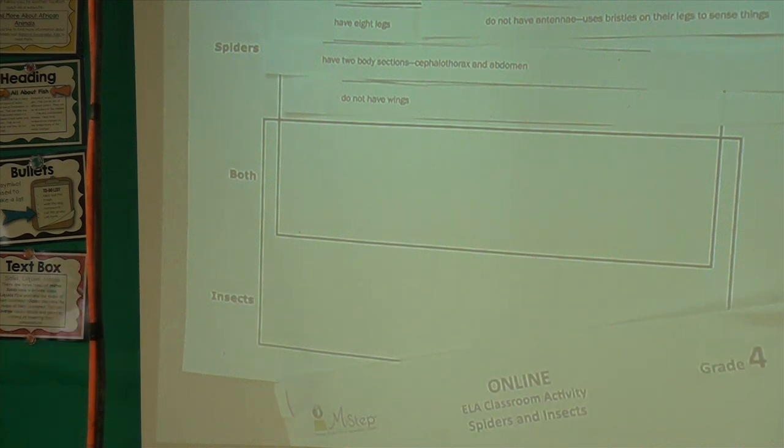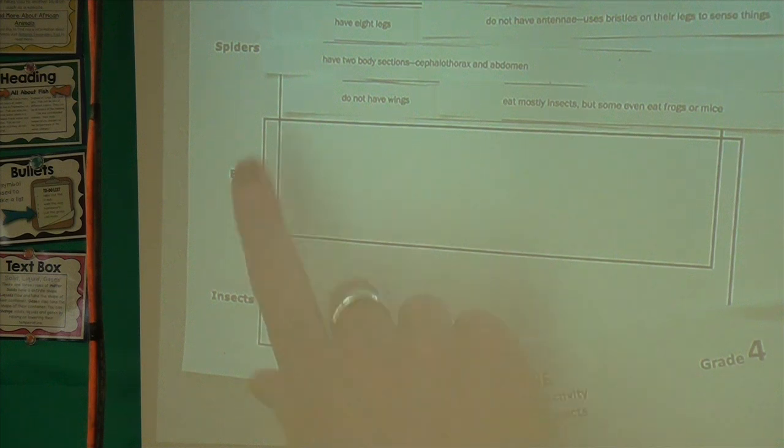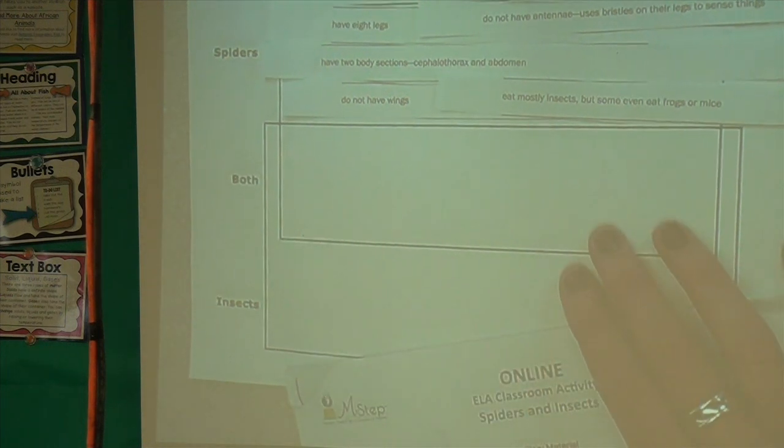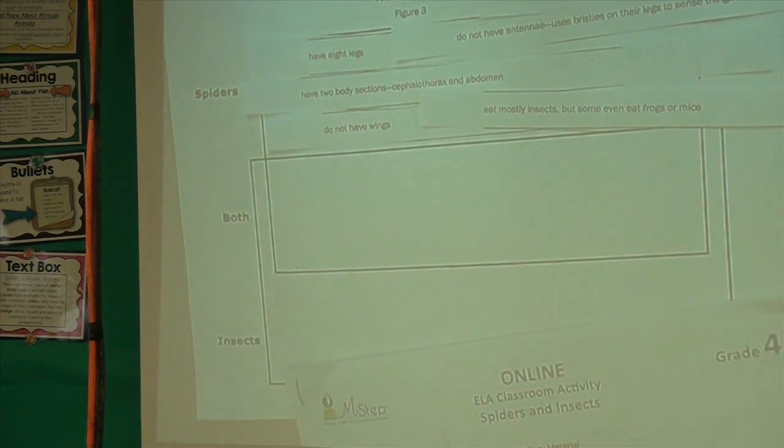Ethan? They mostly eat insects, but some even eat frogs. They eat mostly insects, but some even eat frogs or mice. Did not know that. Spiders are going to eat mostly insects, but they may eat frogs or mice. Does anybody know anything about that?